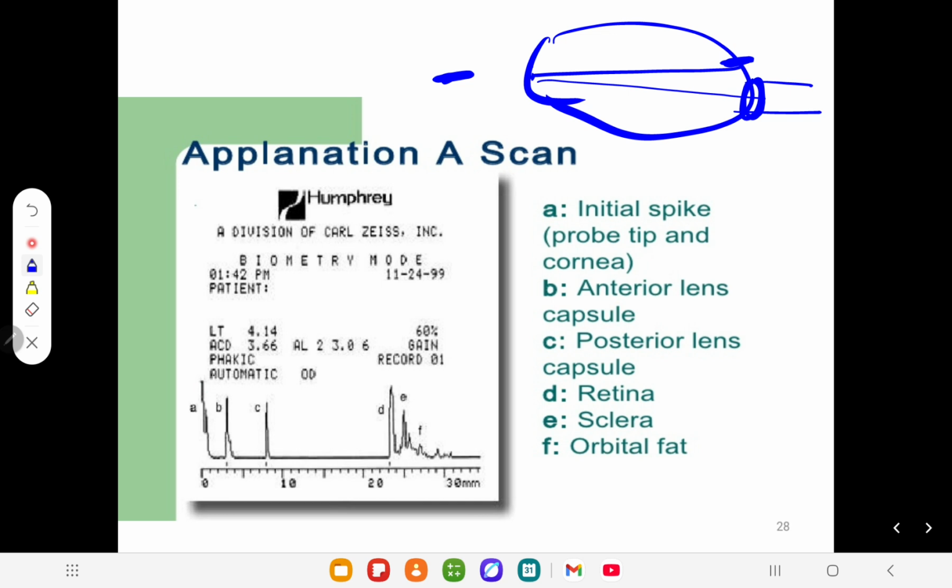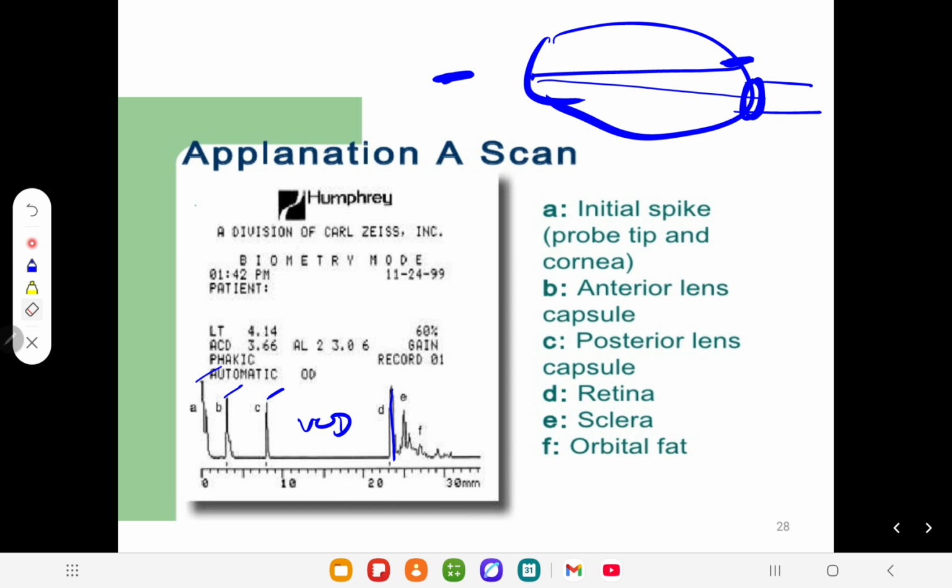See, this is corneal spike. B is anterior cornea, anterior lens. C is posterior lens. This is VCD. This is retina, isn't it? D is retina. But E and F, this is actually sclera and orbital fat. And basically in orbital fat, the spikes get down, down, down, isn't it?